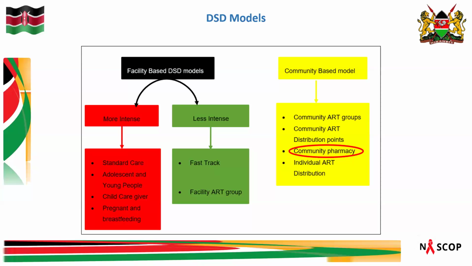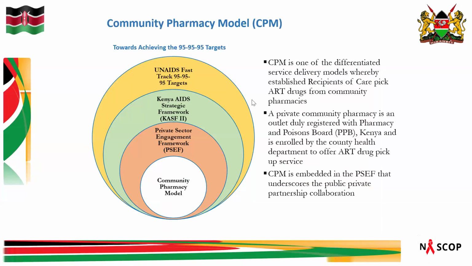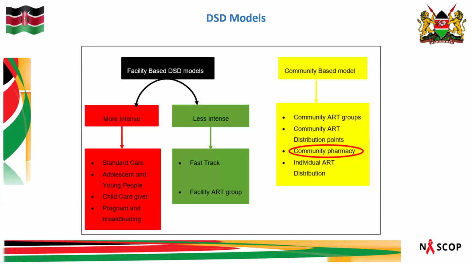the community ART distribution points. This one has not been activated in the country. And then now we are having the community pharmacy, and then individual ART distribution, whereby somebody can have their medication delivered to them either through online pharmacies or through Uber. It's what we refer to as the ART distribution. So the community pharmacy model, we have seen, is a form of a DSD model.